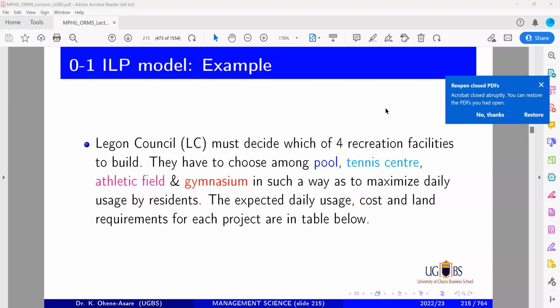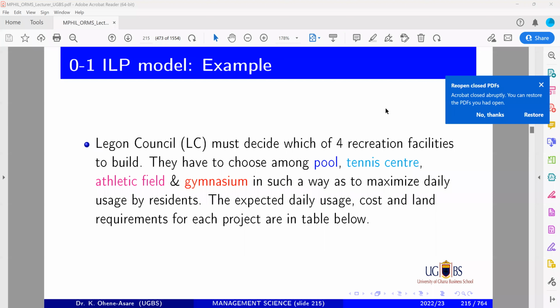We are not looking at how many gymnasiums to construct or how many athletic fields to construct. We just want to know which of them we have to construct. We just want to know whether or not we have to construct any. Yes, please. Not just each of them, but whether or not. Whether or not, thank you.